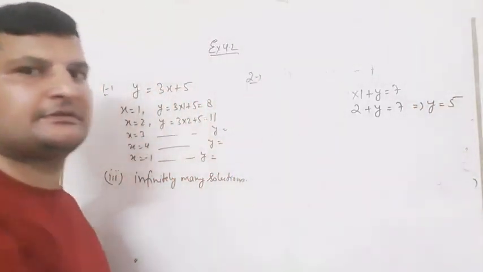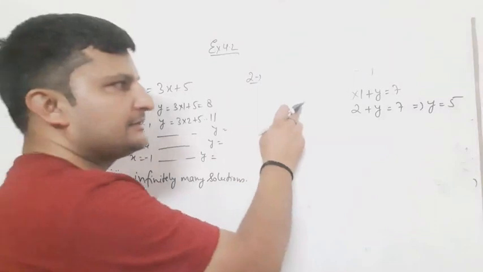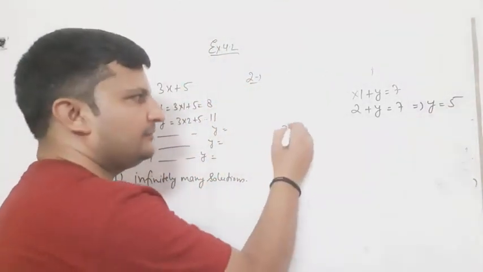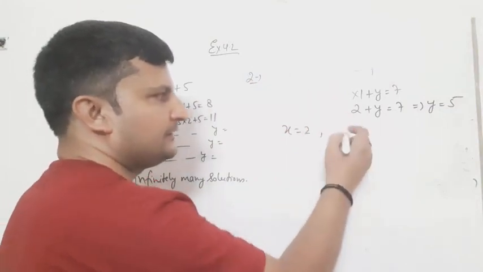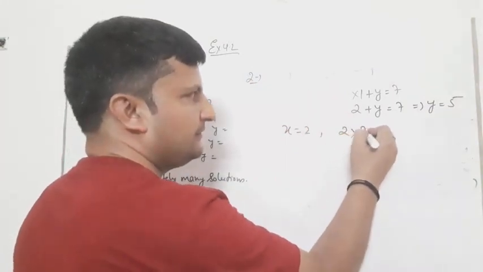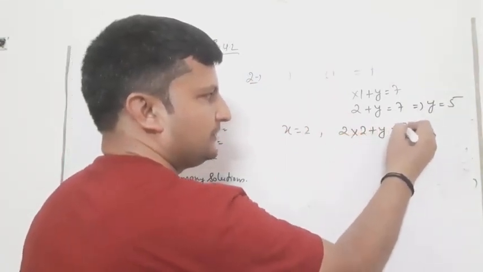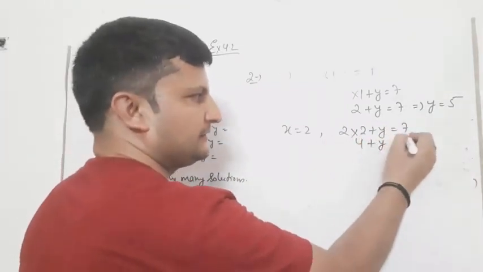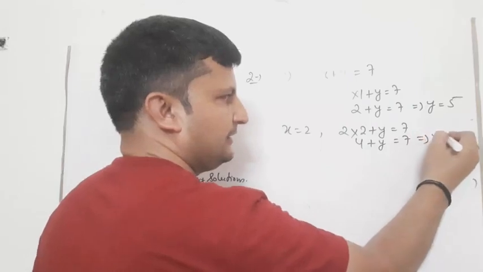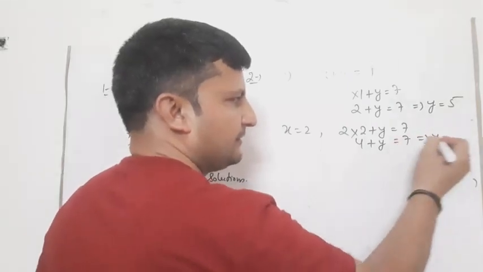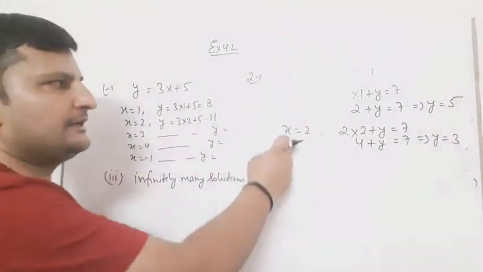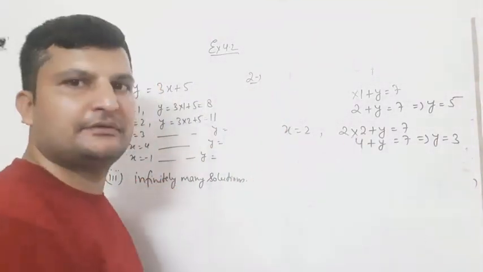So the first solution of this equation is, if we put x is equal to 1, we get y is equal to 5. Similarly, if I am putting x is equal to 2, what is the value of y here? You can put it like this, 2 into 2, that is 4, plus y is equal to 7. So we will get y is equal to 7 minus 4, that is 3.